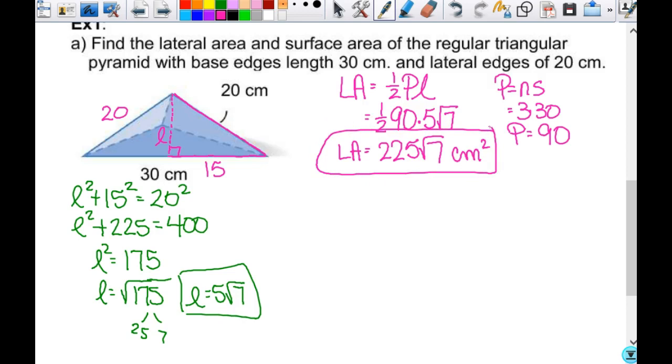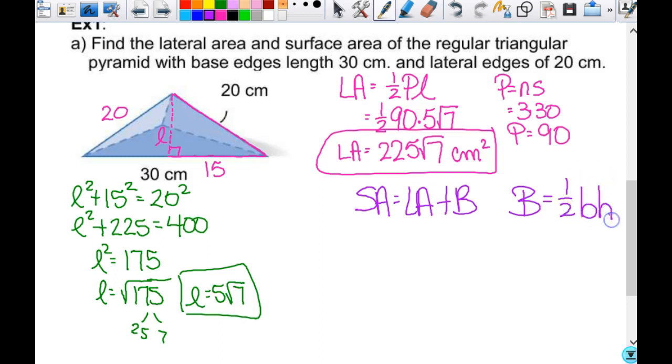Now I need to find surface area. So my surface area, I already have lateral area, so I'm going to do lateral area plus big B. What is the shape of the base here? Triangle. So my big B formula is 1/2 base times height. Okay. Do I have the base of the triangle? Yes. Do I have the height of the triangle? No, I do not. I don't have the height of the triangle that represents the base.